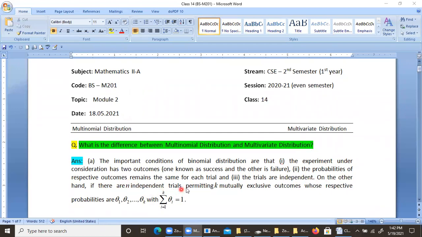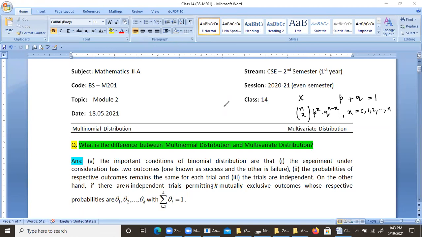On the other hand, if there are n independent trials permitting two possible outcomes, one success and another failure, such that we write the probability of success as small p and the probability of failure as small q, with p plus q equal to 1, and the associated random variable is only one, capital X, then such a distribution is called a binomial distribution if it has the probability mass function of the following form: nCx p to the power x, q to the power n minus x, where the possible number of appearances of the outcome ranges over 0, 1, 2, up to the total number of experiments.